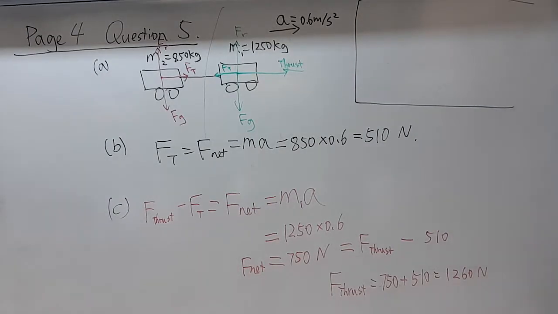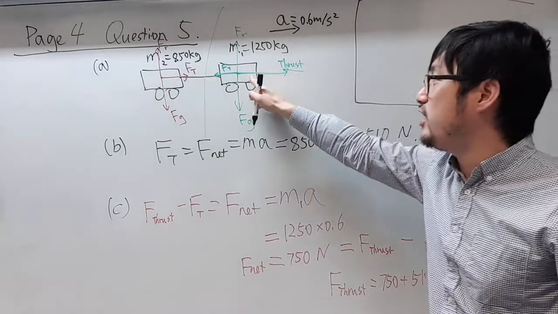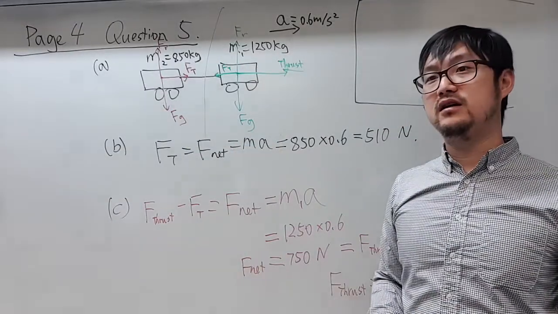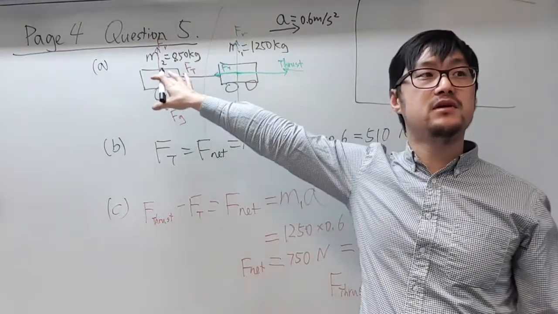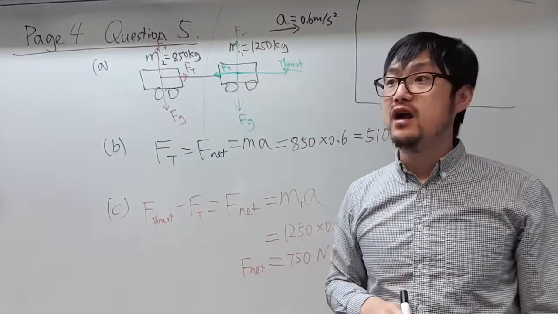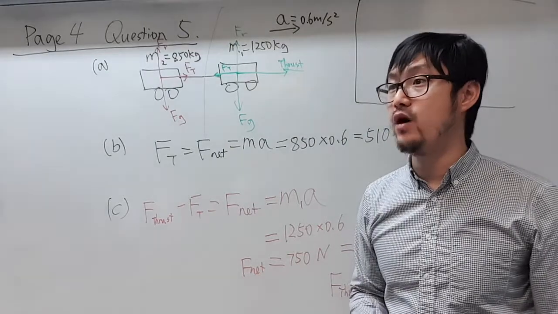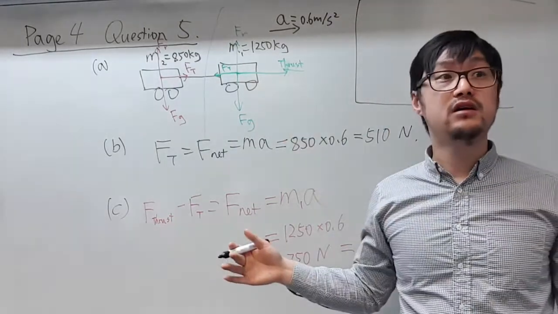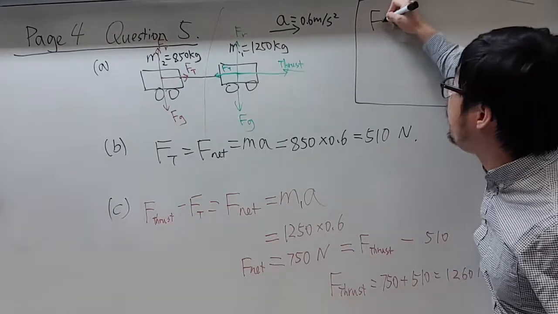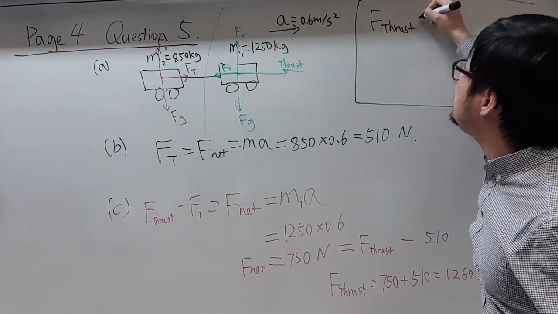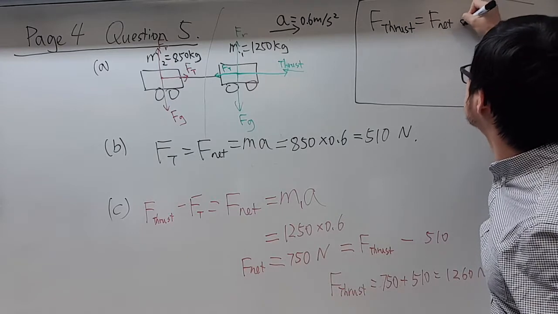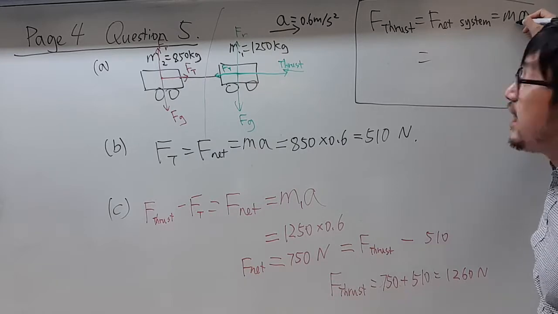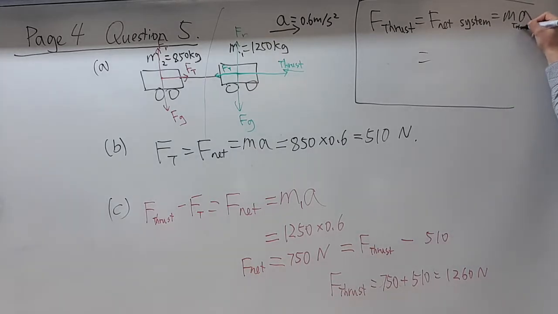Another way of analyzing this question is this. If you want to calculate the thrust force, you look at the thing as a total, as the whole system accelerating forward, right? And what is the force making the whole thing go forward? It's just this thrust force. There's nothing else. So in fact, the thrust force is the net force of the system, which equals ma.